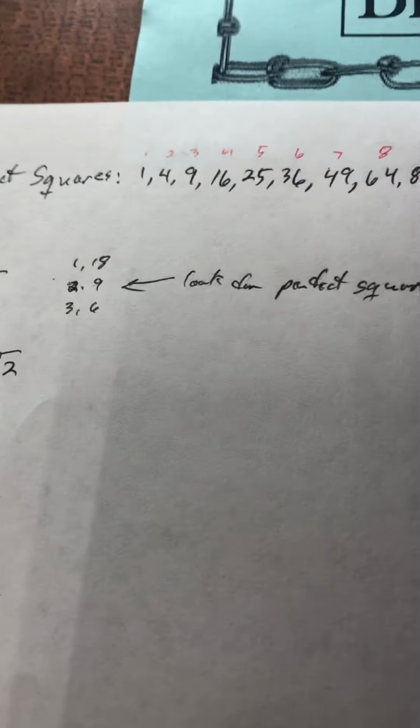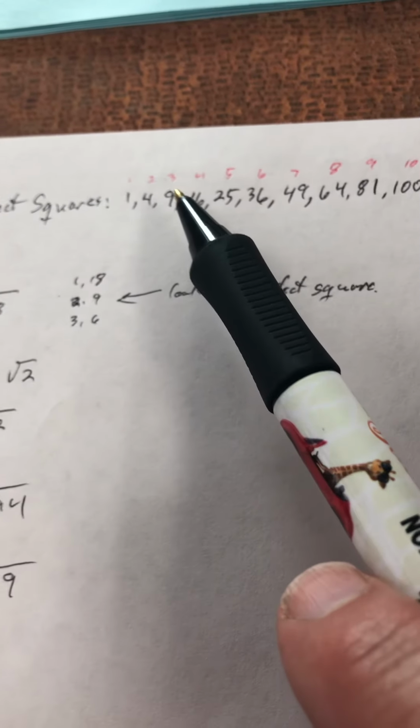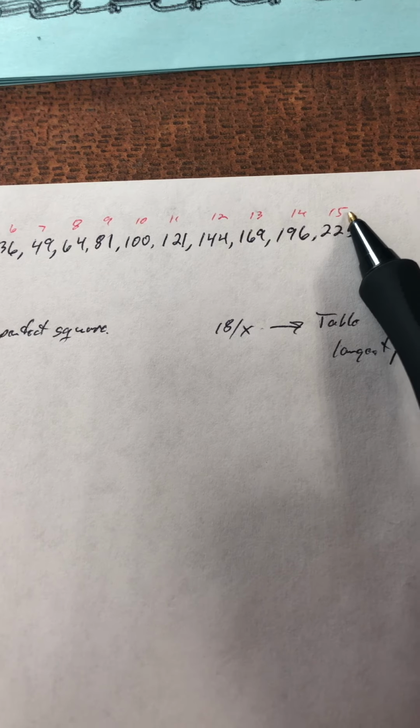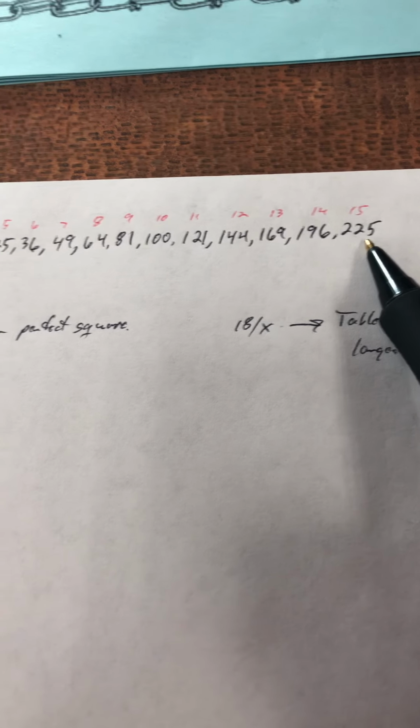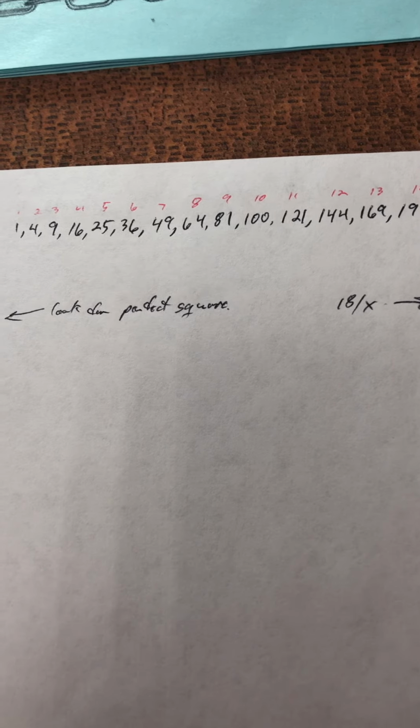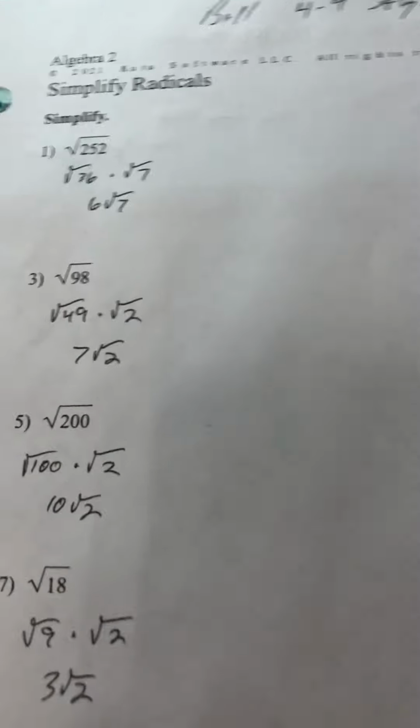You may want to pause this, but we made a list of all the perfect squares at the beginning of class, 1 through 15. 15 squared is 225, and you have all this list here so that you can easily see, okay, what perfect squares am I looking for? So when you take the square root of that number, for instance, let's talk about number one, how this works.